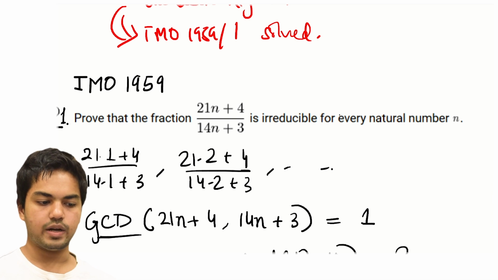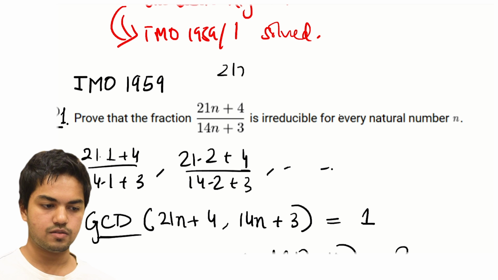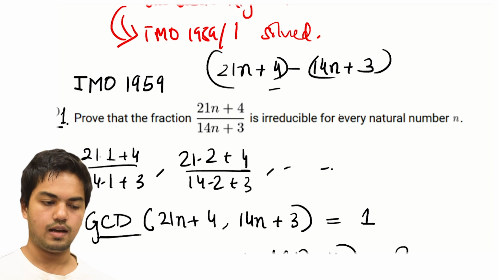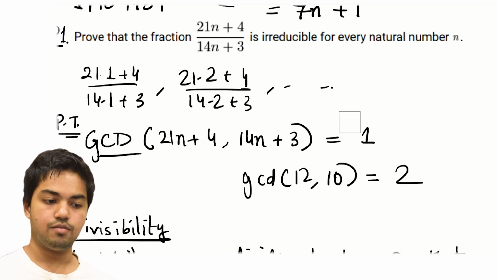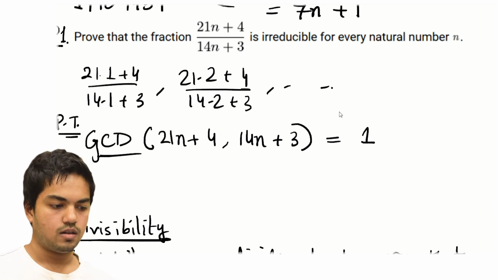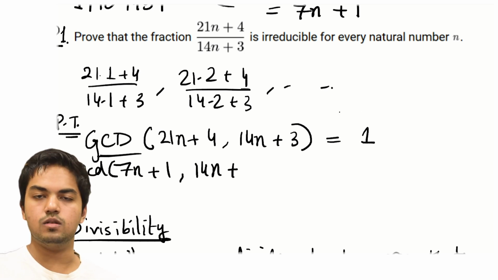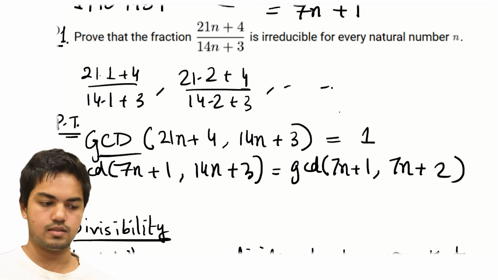We want to find the GCD of 21n plus 4 and 14n plus 3. In fact, we want to show that it's 1. So what is 21n plus 4 minus 14n plus 3? That is equal to 7n plus 1. So the GCD of 21n plus 4 and 14n plus 3 is equal to the GCD of 7n plus 1 and 14n plus 3. I do the same thing again to get that the GCD of 7n plus 1 and 14n plus 3 is 7n plus 1 and 7n plus 2. I subtracted from 14n plus 3 7n plus 1.